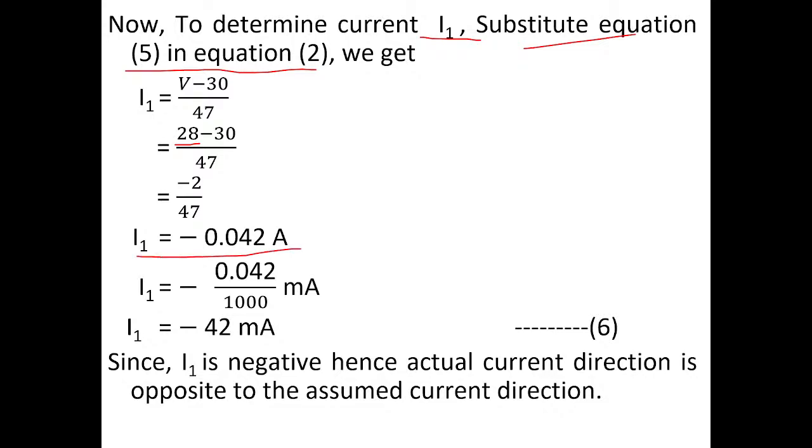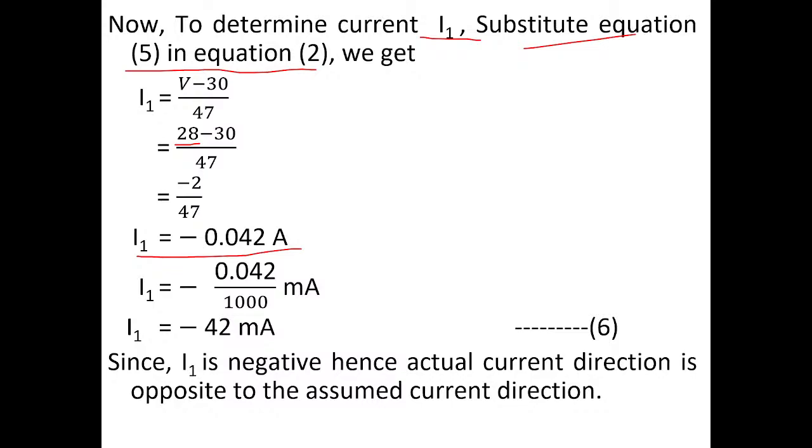You just see you have got a negative current. I1 you have got negative. Why did you get negative? Because you have assumed the opposite direction to the actual current direction. So actual current direction was opposite to what I have assumed. So I have got negative current, I have left it as it is. I have got in amperes minus 0.042 amperes.